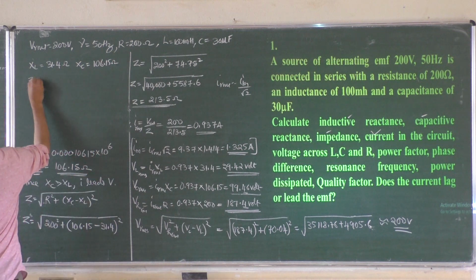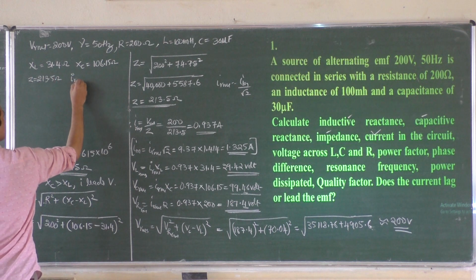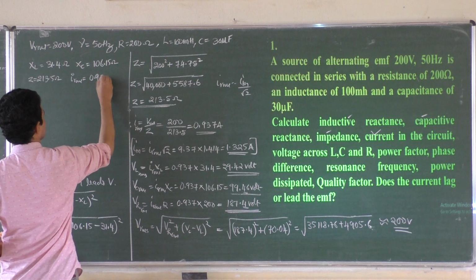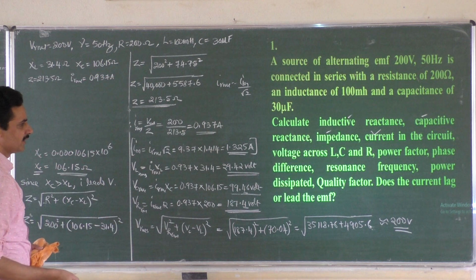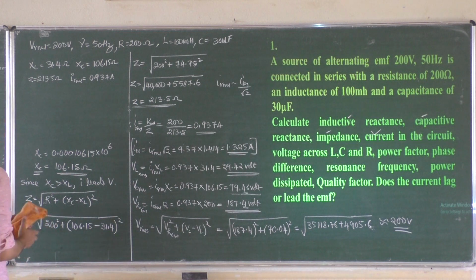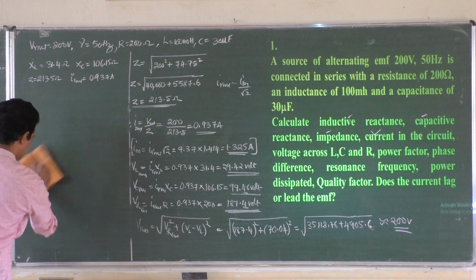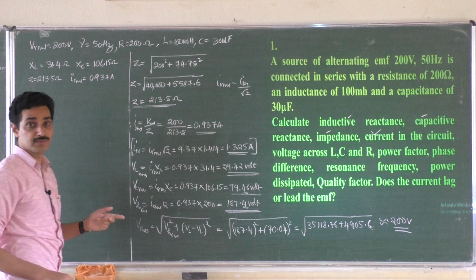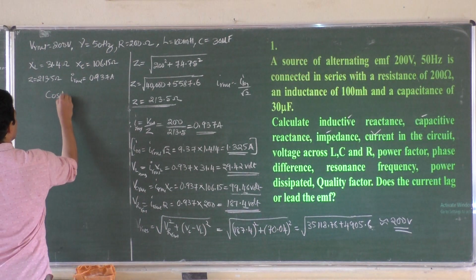What else we have got? Z is equal to 213.5 ohm. IRMS is equal to 0.937 amperes. Peak value not needed. Voltage across L and C, I think it is not needed in the further calculations. Yes, this much is enough for me. So here I have already concluded that XC is greater than XL, so current should lead. Capacitive reactance is more. So what you have to find out now? Cos phi. Cos phi is equal to R by Z.